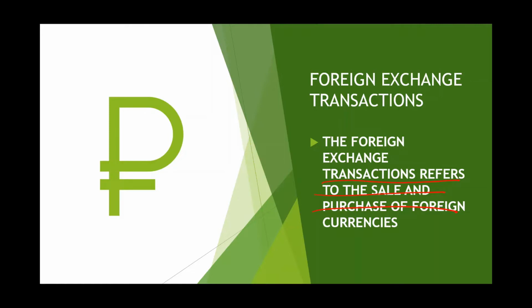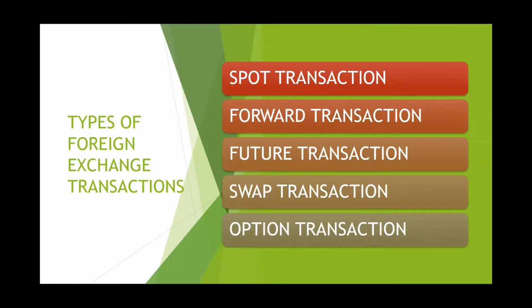The different types of transactions that are taking place in the forex market are: first is spot transaction, second is forward transaction, third is future transaction, fourth is swap transaction, and fifth is option transaction. Let's discuss and learn all these different types of transactions in detail one by one.